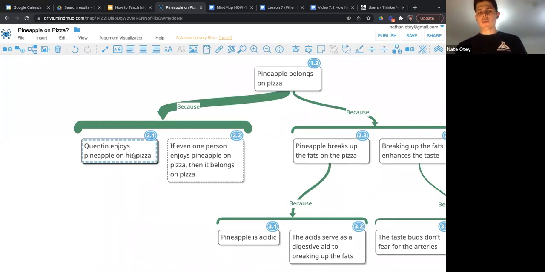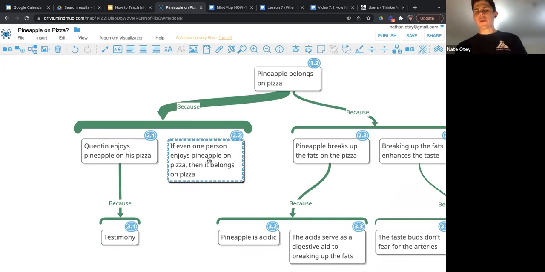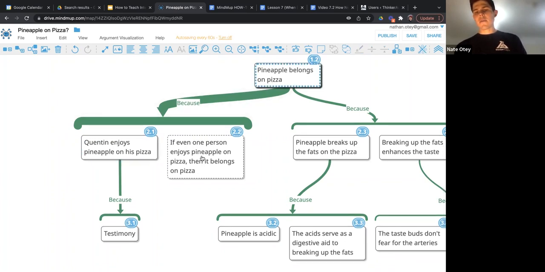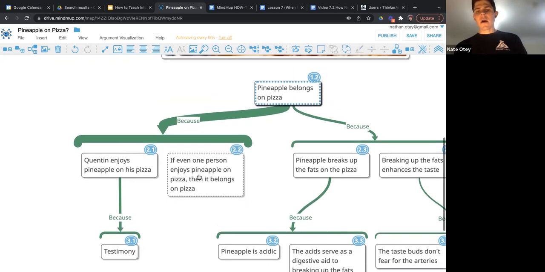So if it's true that Quentin enjoys pineapple on his pizza, and let's grant, based on the testimony of Quentin, that that's true, and if it's true that if even one person enjoys pineapple on pizza, then it belongs on pizza, then it just follows as a matter of logic that pineapple belongs on pizza. And you might think that this is what we call a deductive inference, right? Or a valid inference. I know there are probably some logicians in the room who might press on whether this inference is strictly valid, but I want everyone to notice that it's a very strong inference.